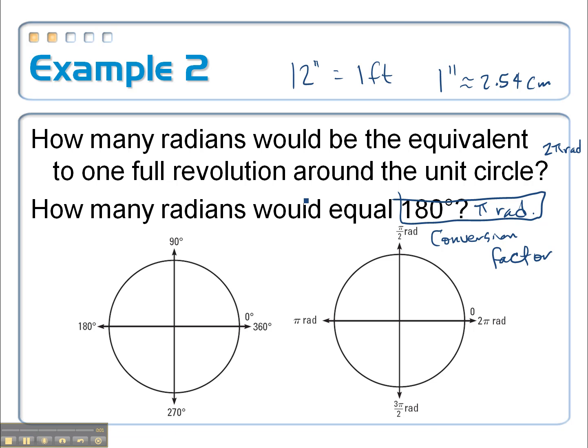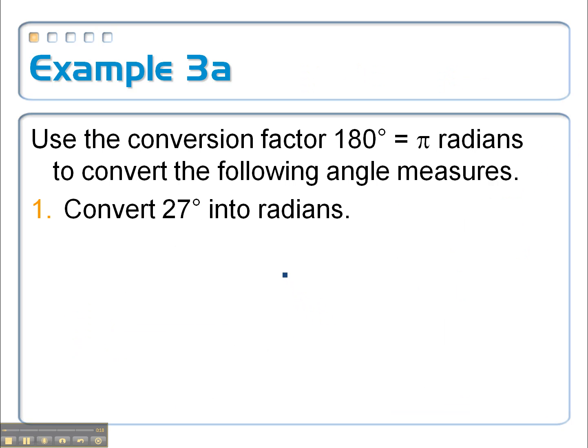Alright, so now let's get some practice converting between degrees into radians or radians into degrees. And remember, what we said is our conversion factor is going to be 180 degrees is the same thing as pi radians. So number one, we're going to convert 27 degrees into radians.